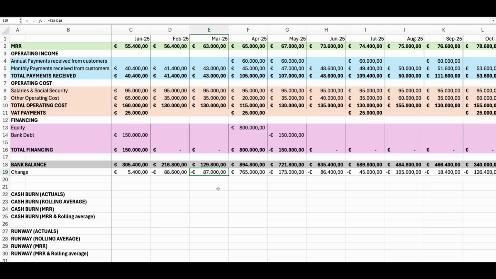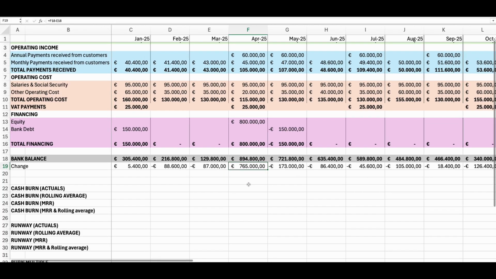Now, I have seen startups that literally take this change of the bank balance and report that as their cash burn number. Again, I wouldn't necessarily think this is a great number, especially because it includes all this financing cash flow. So here we're burning 87K. The next month you're having 765K plus. This is not an operating cash burn. This is money that has come in from your equity round. So you should not be reporting this way. Now, let's take a look at how we actually can do this.